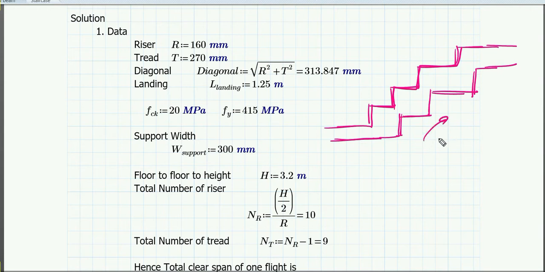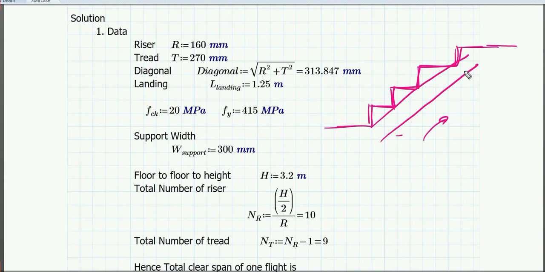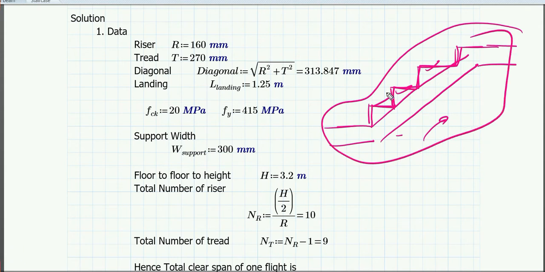These are aesthetically more pleasant looking, but the particular design we are going through is a waist slab type. Here the soffit is not zigzag but straight. We just have a slab, which is called the waist slab, and over the waist slab the steps rest. So this is the kind of design we are going to do in this particular problem.